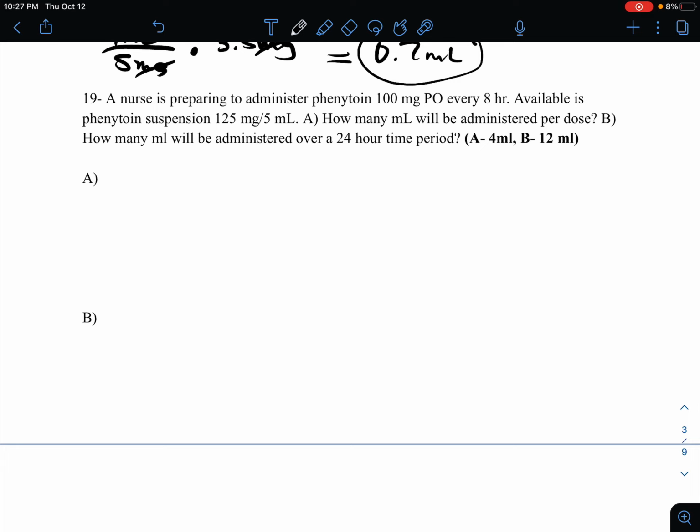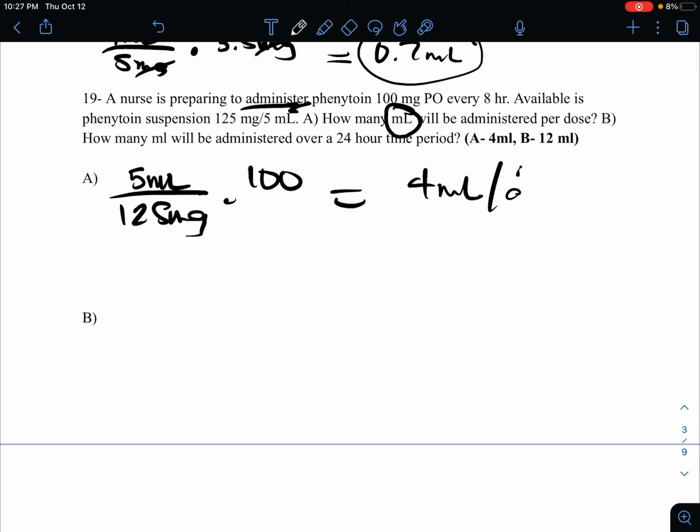Because we're looking for milliliters, and because available always goes first in our fractions, in our little train tracks, we'll do 5 milliliters because we're looking for that, and this is what's available. 5 milliliters over 125 milligrams. And this is what the doctor ordered. You're going to administer 100, right? Times 100. So 5 times 100 divided by 125 equals 4 milliliters a dose. That's how much you're going to give per dose.